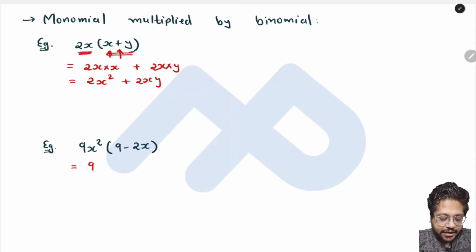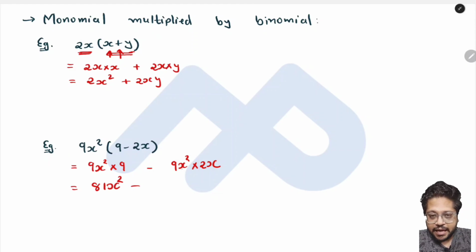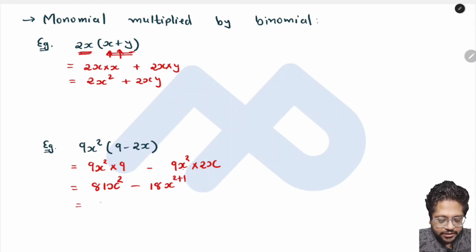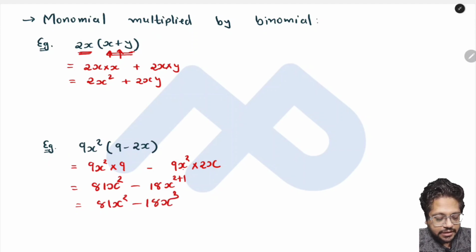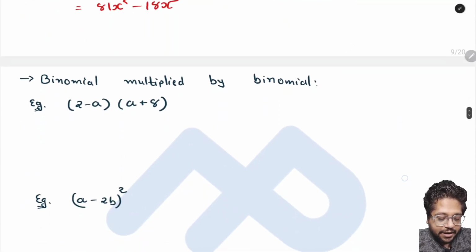Okay, so next is this 9x square multiplied with another binomial, that is 9 minus 2x. So for that, this 9x square will be multiplied with 9, and because there is a negative sign in between the two terms, I will put a minus sign here, and then this 9x square will be multiplied with the other term, which is 2x. So 9x square times 9, that is 9 times 9 is 81, so it will become 81x square, minus 9x square times 2x, that is 18 times, and x square into x is x raised to 2 plus 1. So that is 81x square minus 18x cube. Clear? So this is how you can multiply a monomial by a binomial.